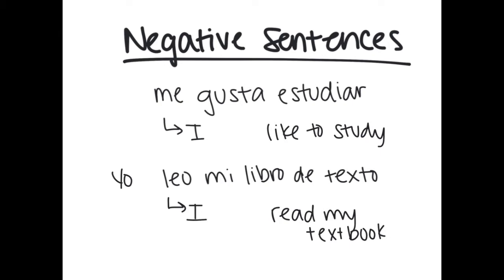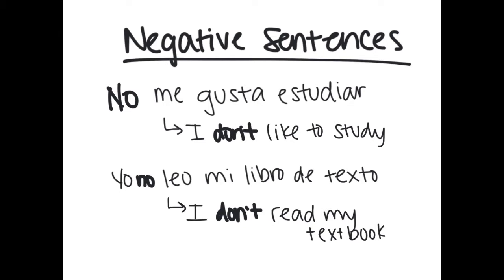So instead of I like to study, me gusta estudiar, we want to say I don't like to study. So to do this, we're going to say no me gusta estudiar. So we put the no in front of our verb of gustar. And now for I read my textbook, we want to say I don't read my textbook. So to put that into our sentence, we're going to say yo no leo mi libro de texto.